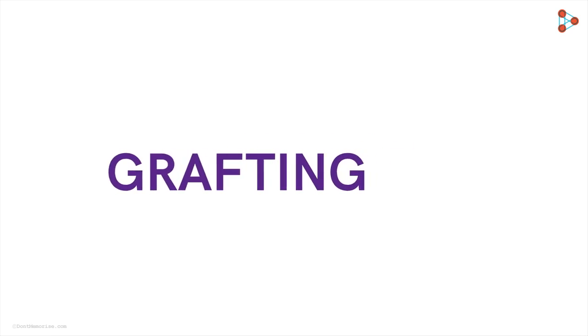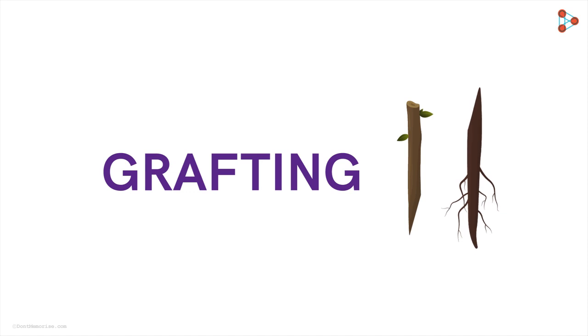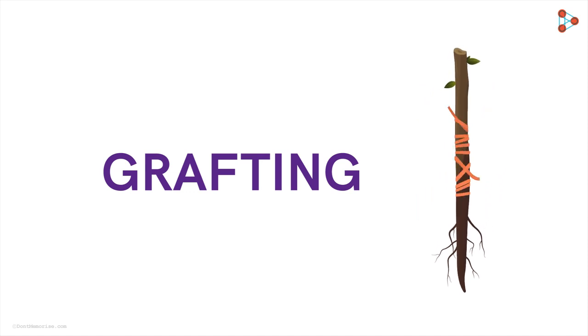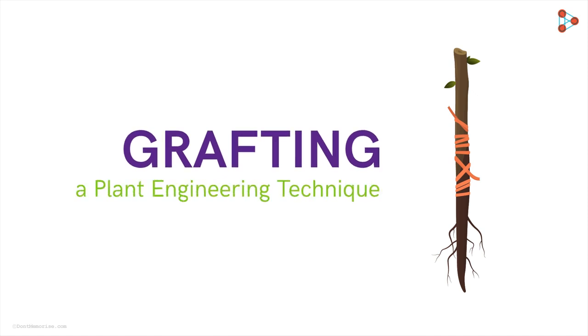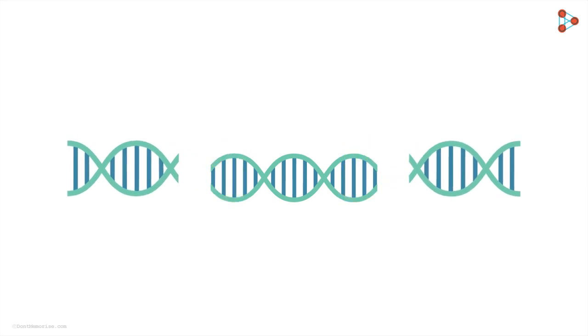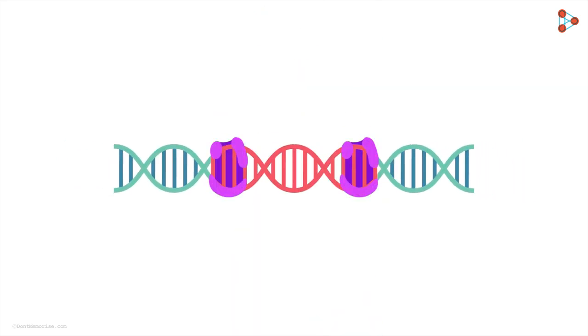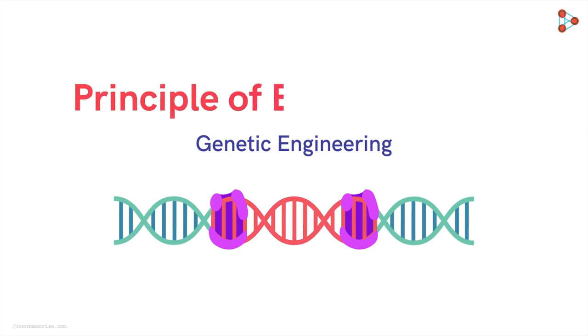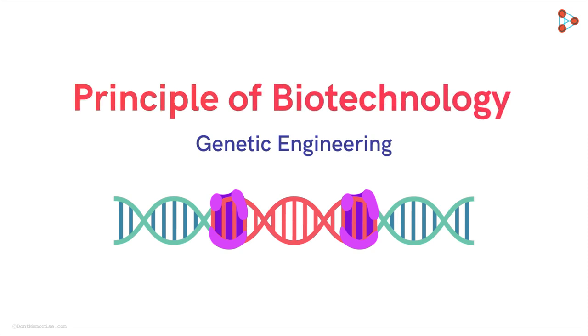In this, the stems of both the tomato and the potato plants are chosen and then joined together by tying them. This is an example of plant engineering. On similar lines, when we cut and join genetic material, the process is known as genetic engineering. It's one of the principles of biotechnology. Now let's explore more about these principles in detail.